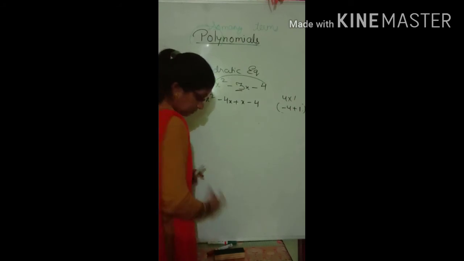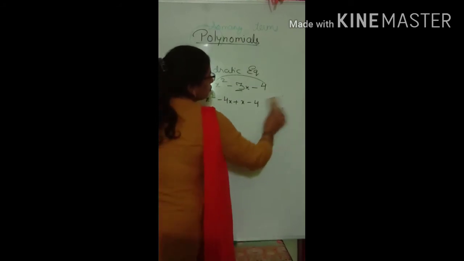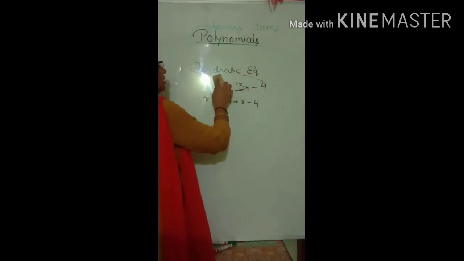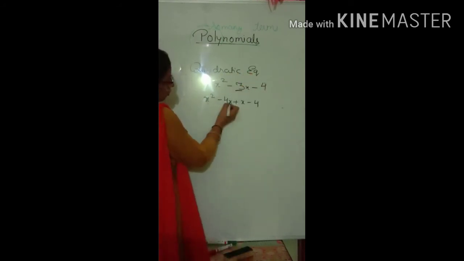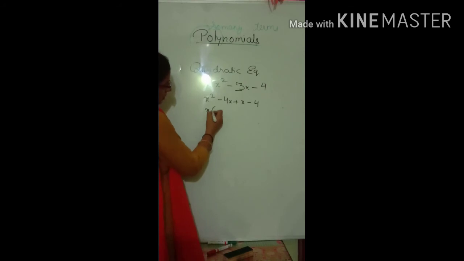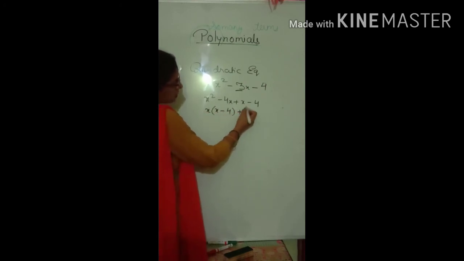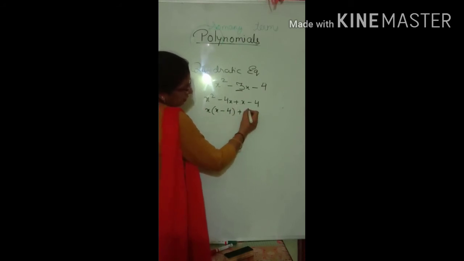This is the splitting method. I hope you know it because you are doing it from 9th class also. Okay, 8th also. So now take two terms. From these two, what is common? X is common. What is left? X minus 4. Nothing else is common in the other two, so 1 is common. I am not writing the 1. So x minus 4 is left like this.